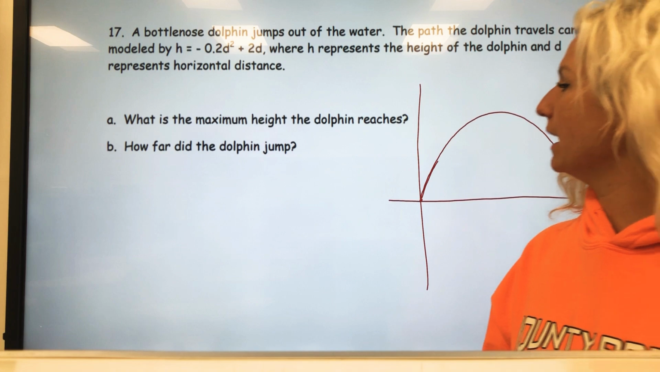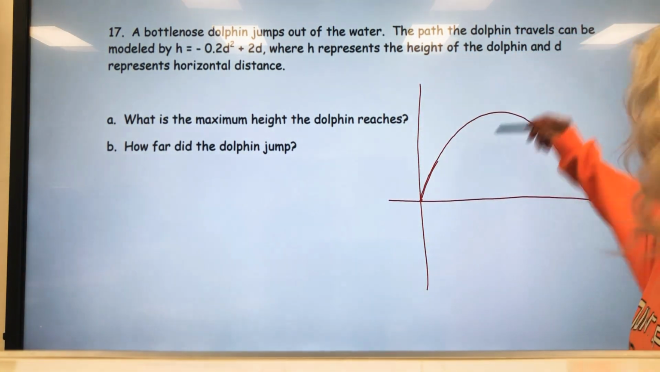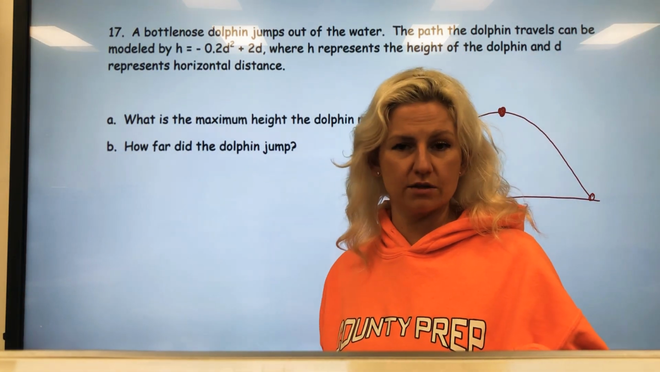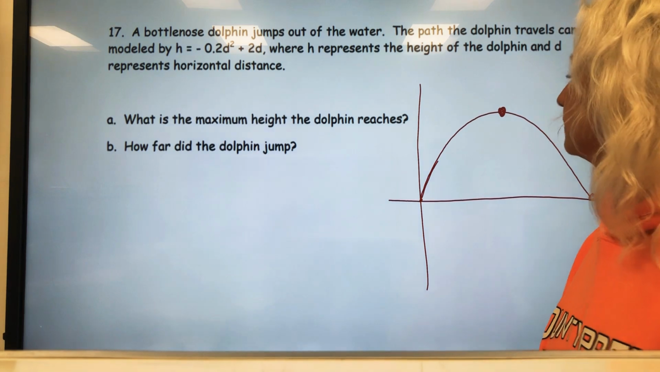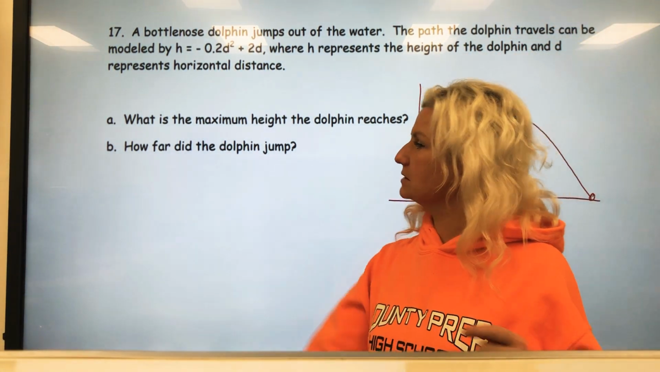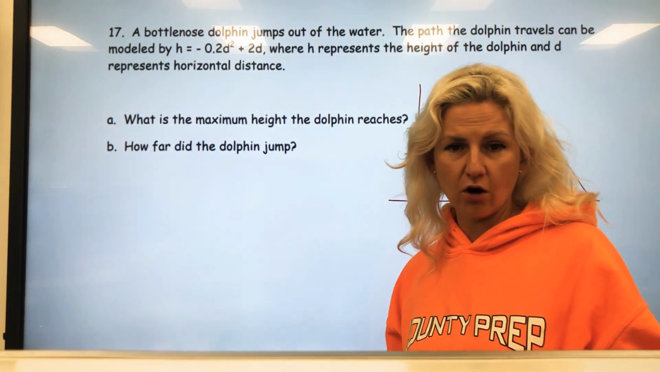So what do they want to know? A, what is the maximum height the dolphin reaches? Whenever you see maximum or minimum, we're talking about the vertex, right? So let's find the vertex, and we're going to find out how high the dolphin jumps, and then part B is how far did the dolphin go horizontally.